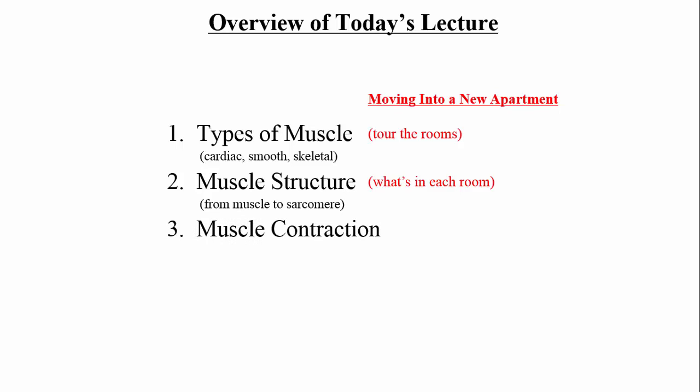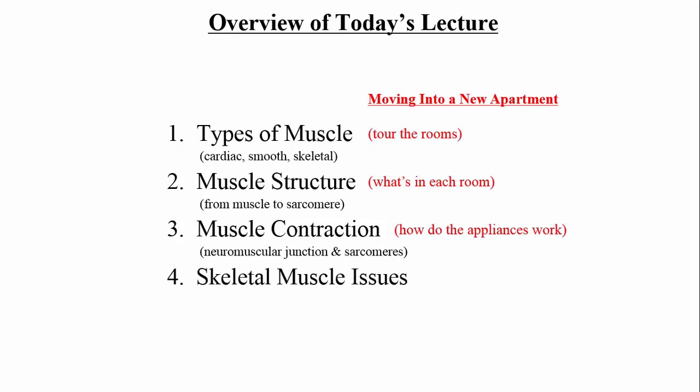The third thing is muscular contraction. We're going to talk about things that are called the neuromuscular junctions, as well as things called sarcomeres. We'll talk about those further. And again, if we continue our analogy, this would be as if we're discussing, within a given room, let's say the kitchen, how do the appliances work?